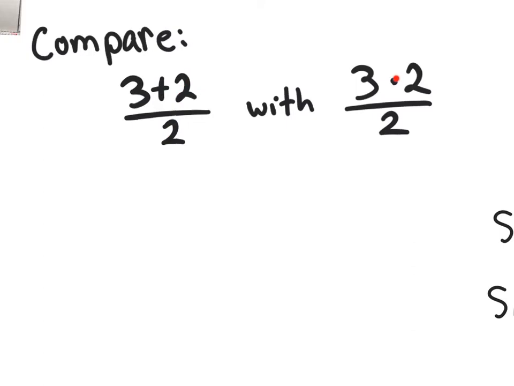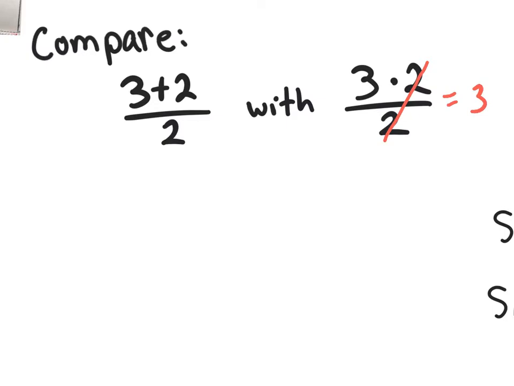But when you have multiplication, check this out. What's 3 times 2? 6. And what's 6 divided by 2? 3. So you could see that when you're multiplying, you can cancel, and you'll get your answer 3. But when you're adding, you cannot cancel.